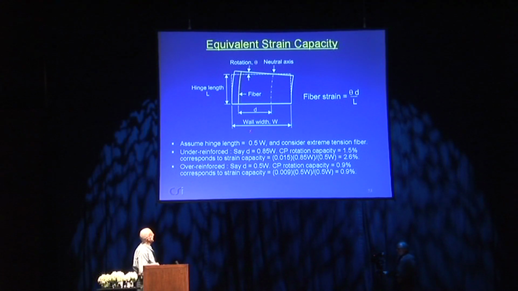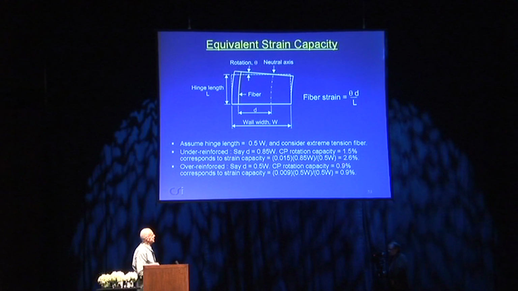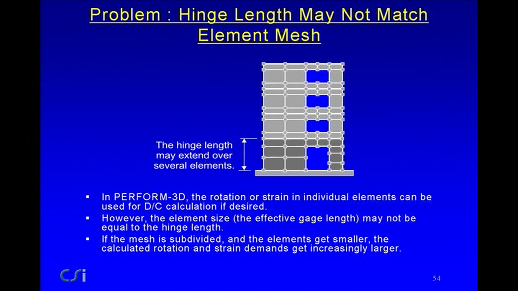If you do it for bending the other direction, consider the other extreme fiber, the rotation capacity we just had before was 0.9%. If you assume the neutral axis is about the middle of the cross-section in this case, then this translates into about 0.9% strain. So the difference between the two rotations is not that large. The difference between the two strain capacities is quite substantial, almost a factor of 3 to 1, and that's pretty much what you might expect. Now the problem that comes in is the hinge length may not exactly match the element mesh.